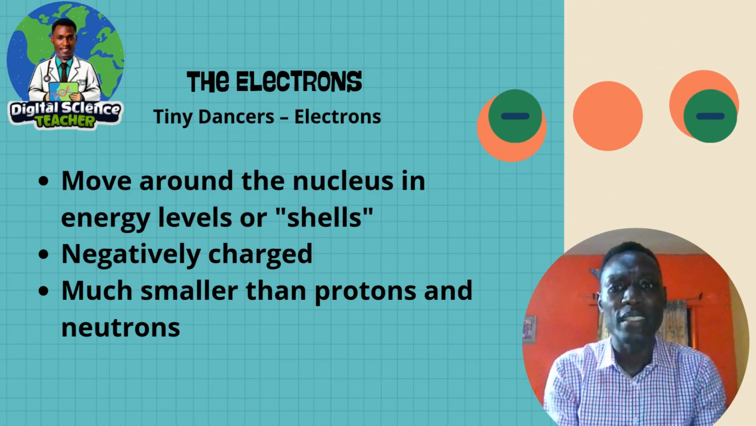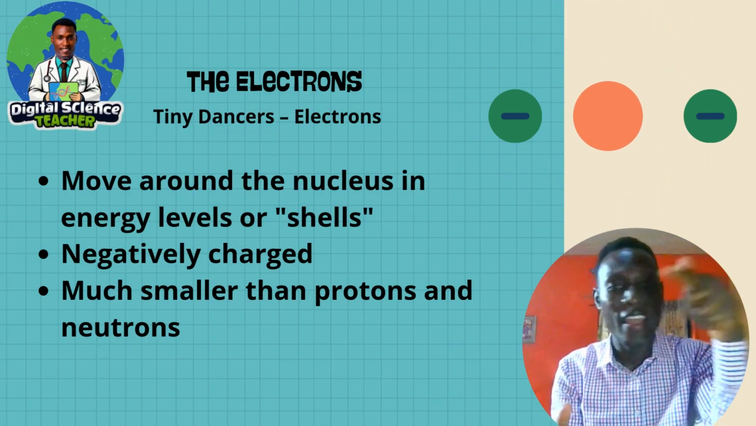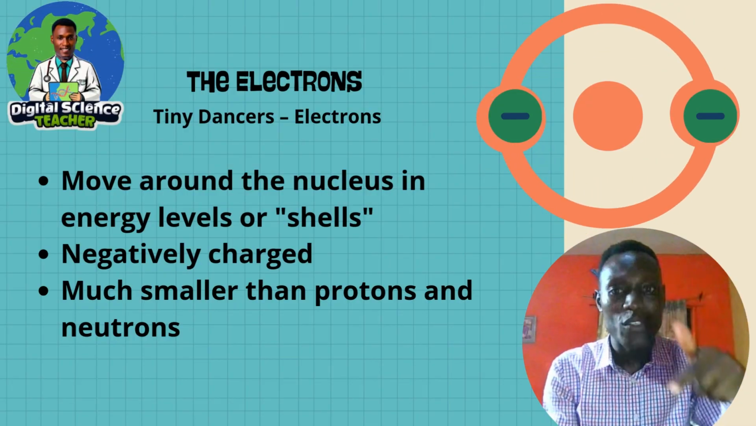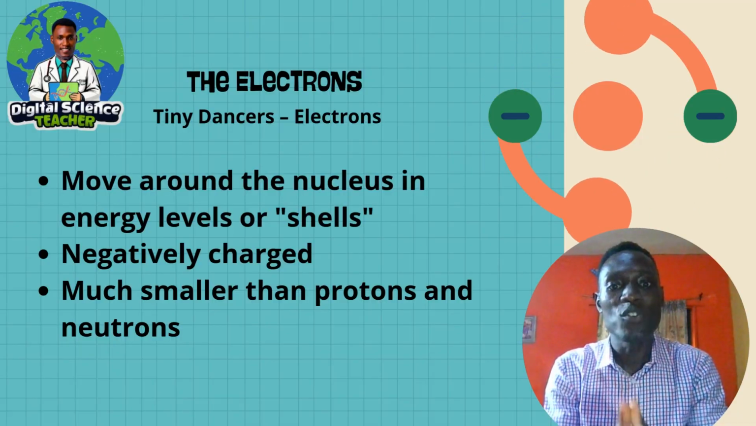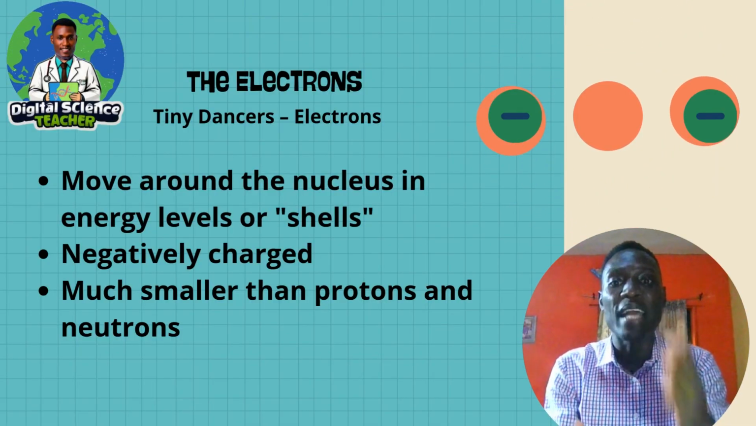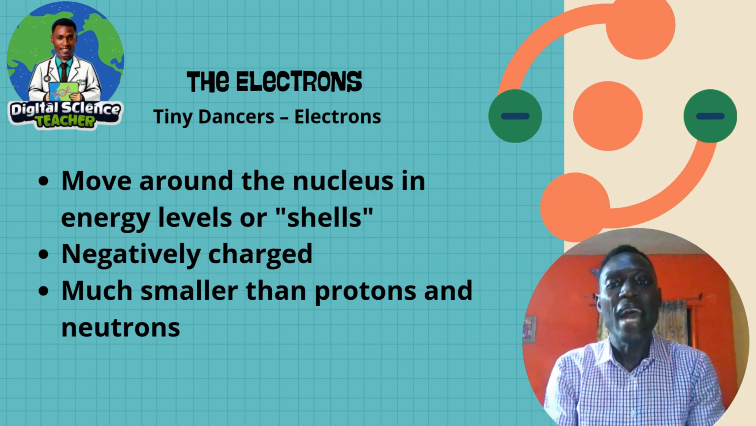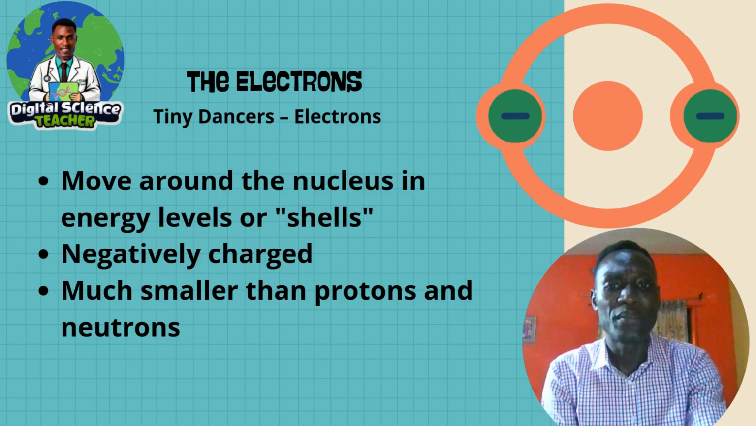Electrons are called tiny dancers. Why? Because they are always revolving round the nucleus in a circular path called shell. This shell also represents various energy levels. Electrons are negatively charged, but they are smaller than the proton and the neutron.